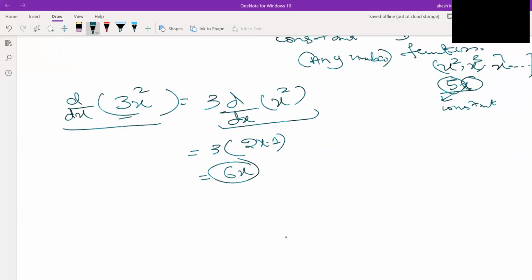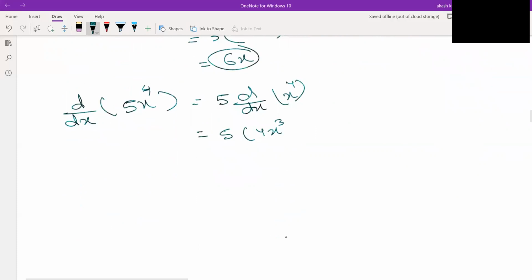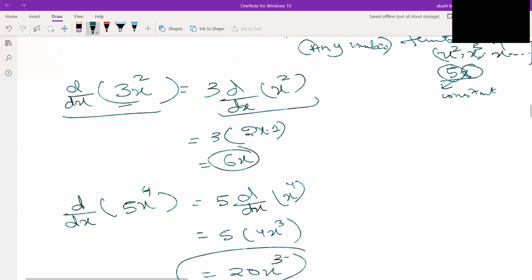Hopefully. Can you find the derivative of 5x to the power of 4? Okay, so initially we write 5 and then we put a bracket, 5 is outside. It will become 4x to the power of 3. And then we multiply, it will become 20x to the power of 3. Yes, good. So now this rule I think is clear to you. Let's move on to the next rule.